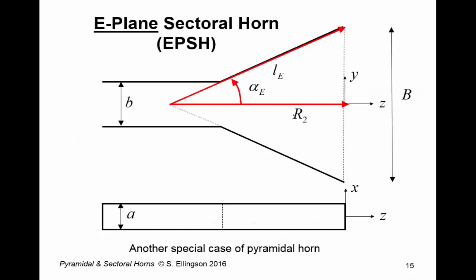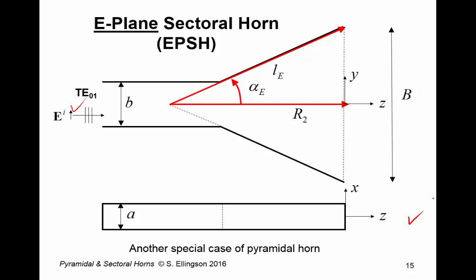For the E-plane sectoral horn, again, here are the variables we're going to use. We simply use the E-plane pyramidal horn variables. That's what we have up here. In the H-plane, we simply extend the waveguide without flaring it out.